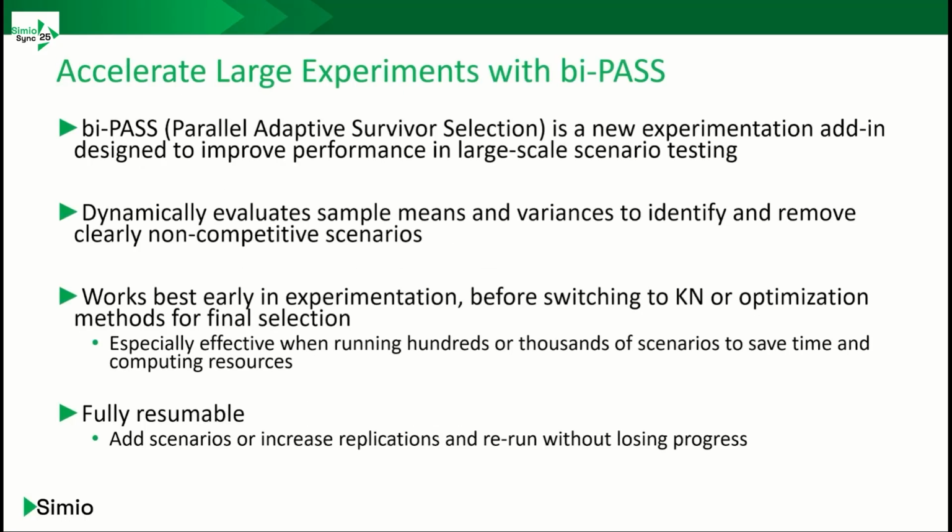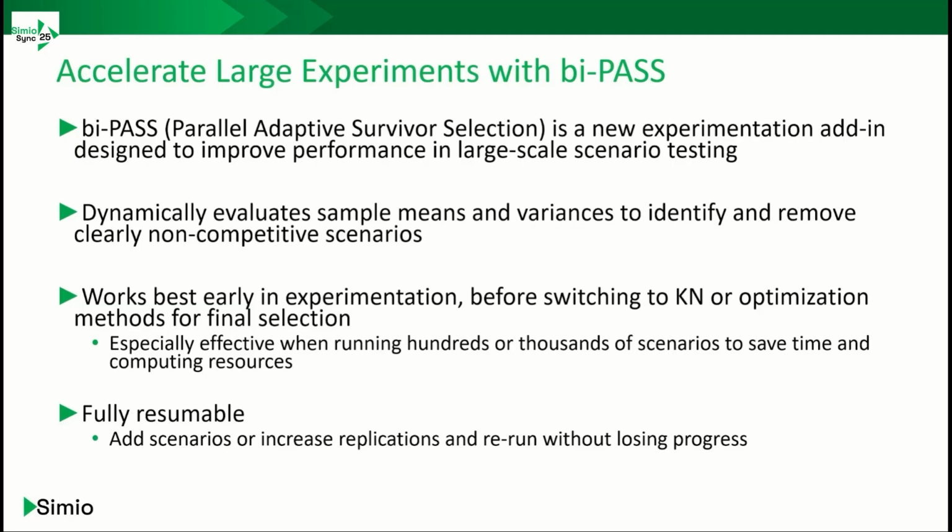First up in version 19, a major enhancement to experimentation, a new feature called bypass. PASS stands for Parallel Adaptive Survivor Selection and is designed to help you get through large-scale experiments and optimizations faster. If you've ever run a big optimization in Simio, you know exploring the full search space can take a long time, especially when you're trying to zero in on the best scenarios. Bypass helps solve that. It dynamically evaluates means and variances of your simulation outputs and identifies non-competitive scenarios early. That means the model can skip over unpromising runs and save time and compute resources.